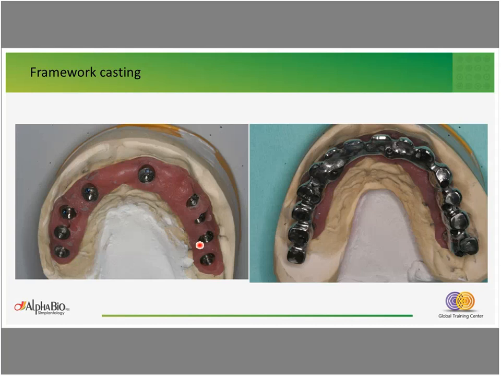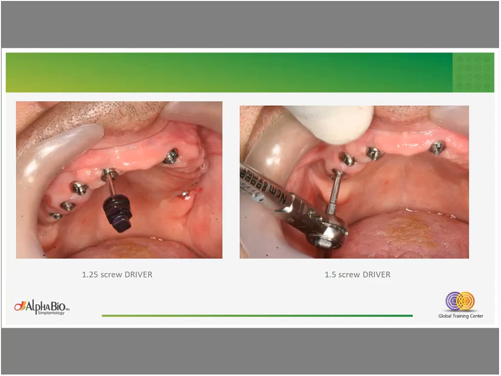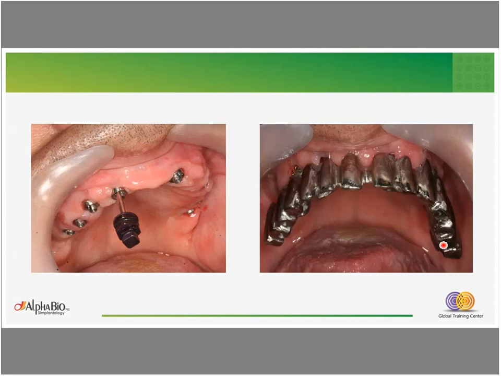You can see that we have a passive fit. It's very important to see that we have a passive fit of the metal, because there's no cement. The screw-retained restoration has to be as passive as possible in order to have good long-term stability of the work. And this is the final restoration. All the openings of the screws are inside the occlusal table, because we use angulated multi-unit abutments, especially in the anterior aesthetic area.